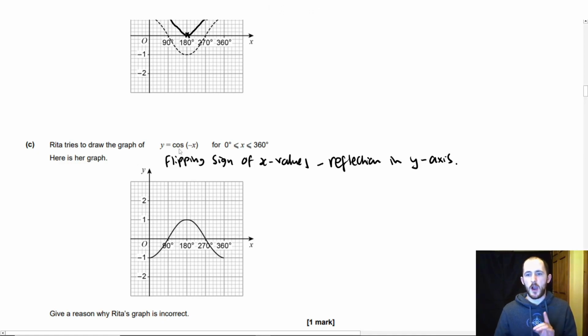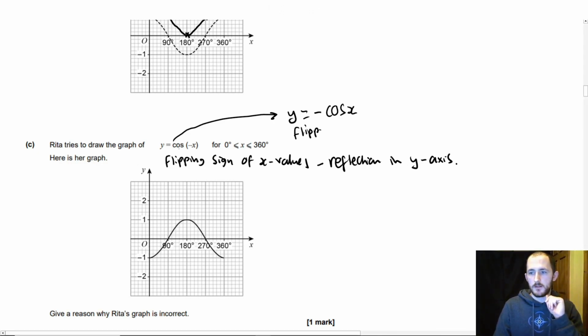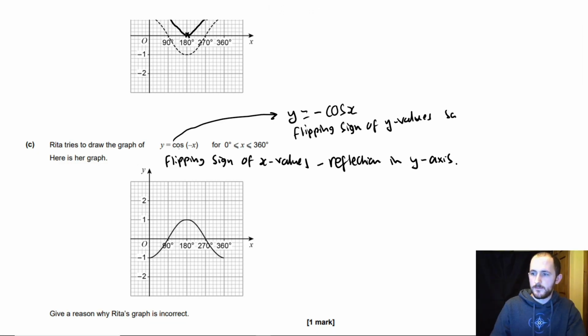Perfect. Now, I'm actually going to quickly pull this over here. What if it was y equals minus cos x? Well, using the same logic, we would be timesing y values by minus 1. So all we'll be doing is flipping the sign of y values, and this is the same as a reflection in the x-axis, sorry.